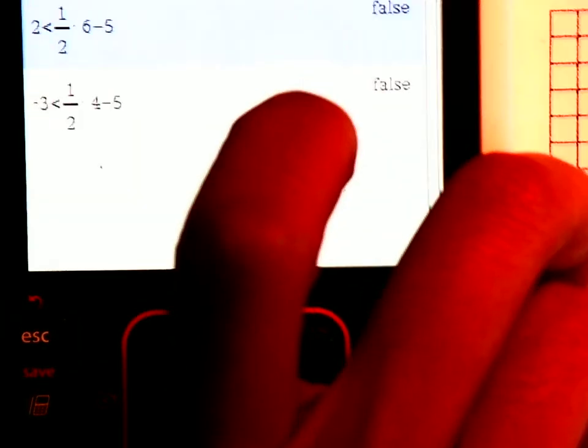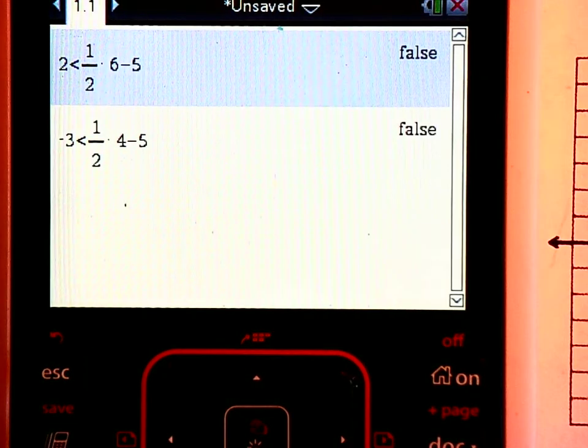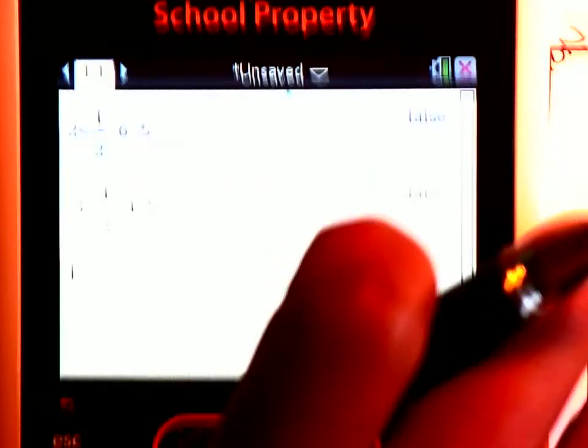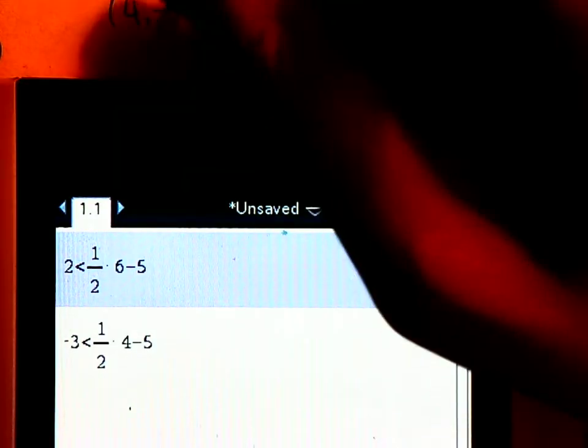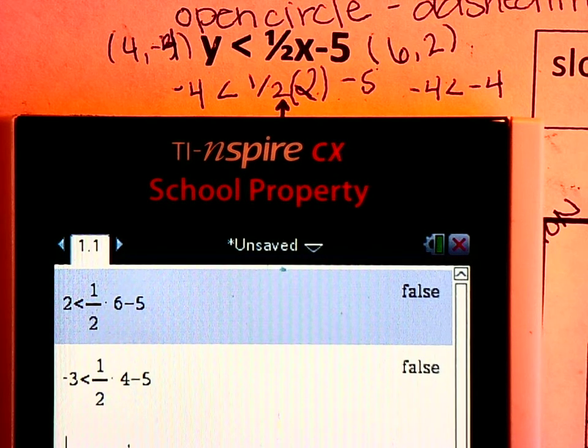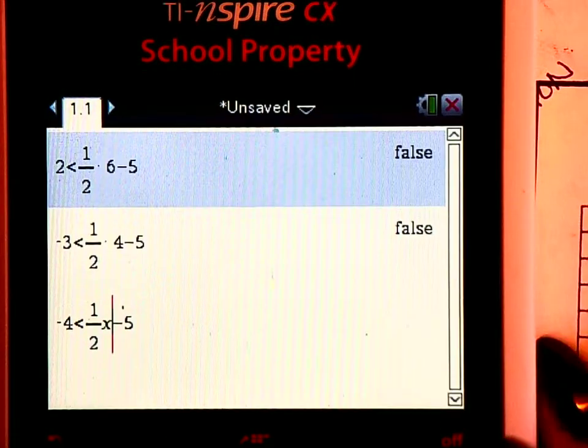I know y'all gonna hate me, but y'all gonna love me in a minute. Let's type in one more. Type in the point. Let's type in 4, -4. So all we're gonna do is switch that to a -4. Let's type that point in. So what are we gonna type for y? -4 less than 1/2 x minus 5. What are we typing in for x? 4. Okay.